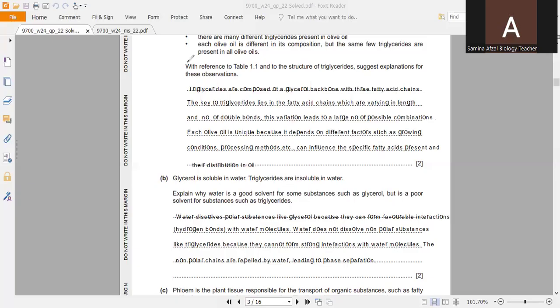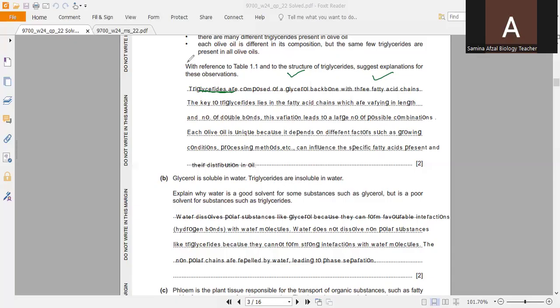They are composed of one glycerol molecule, and with one glycerol molecule, there are three fatty acid chains attached. So the key to triglycerides lies in the fatty acid chains, which vary in length and number of double bonds. These variations lead to a large number of possible combinations.